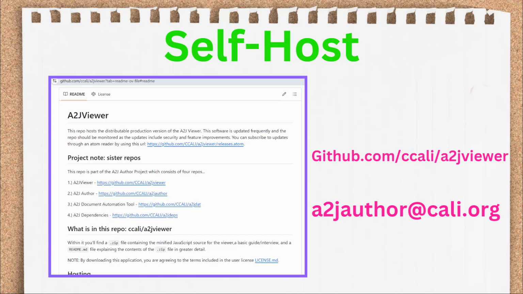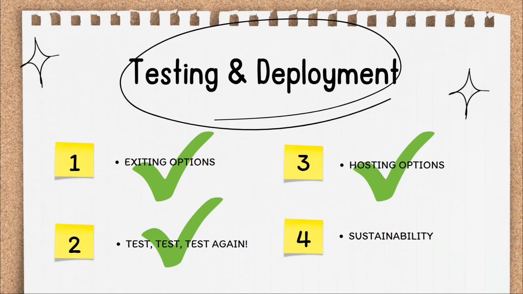You can find that at github.com/ccali/A2JViewer. If you need support or have questions related to hosting, you can always reach out to us at A2JAuthor at cali.org. These 3 options for hosting will allow you to share all the hard work that you've put into your A2J guided interviews with end users and help them to bridge the justice gap.